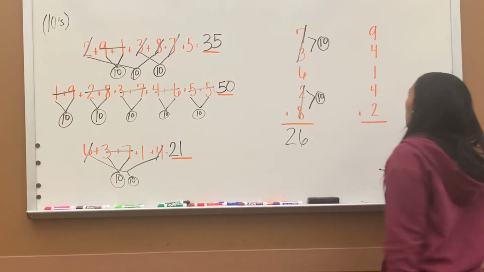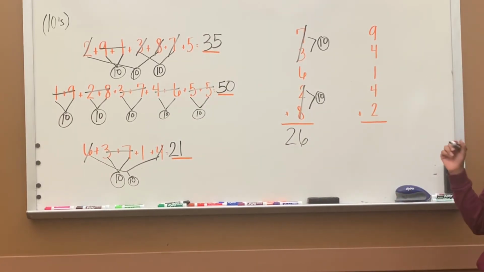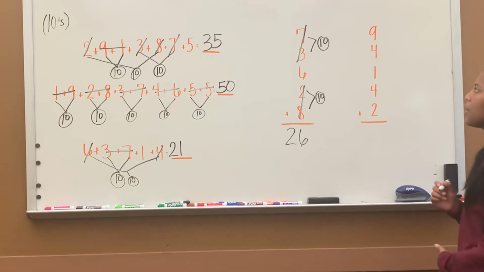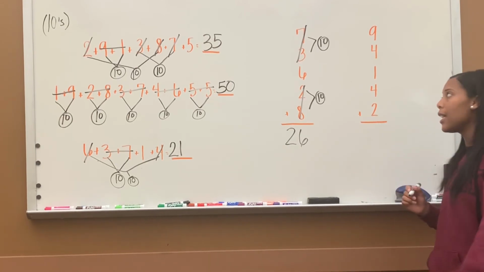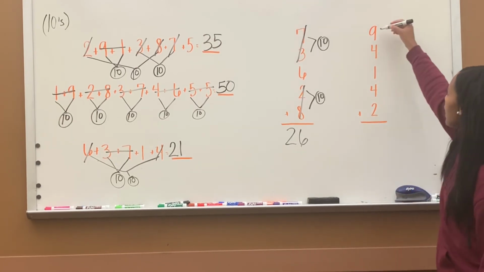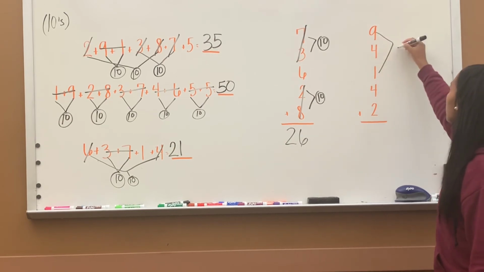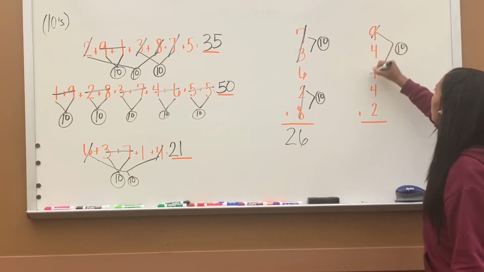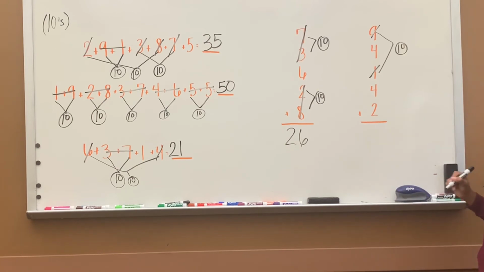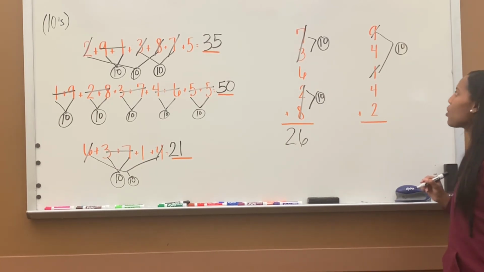Okay, next I have 9 plus 4 plus 1 plus 4 plus 2. So same thing, let's identify our 10s. Do I have any 10s? Yes, 9 and 1 make a 10. Okay, but those are the only numbers that make a 10. So now this one will be a little different to add up.